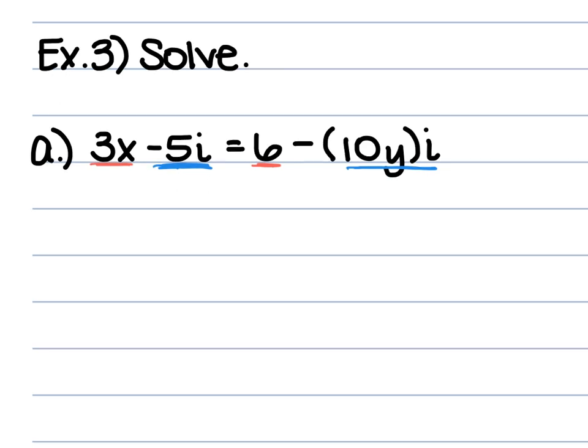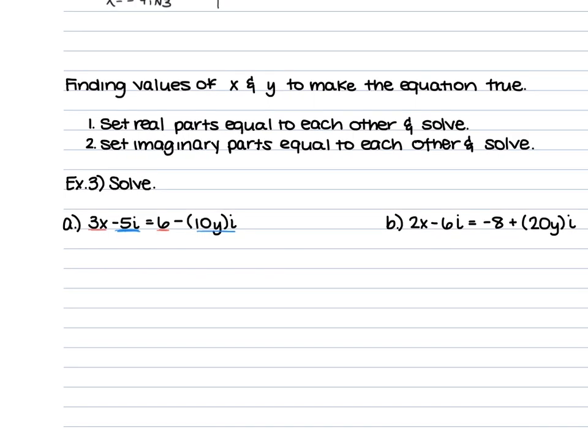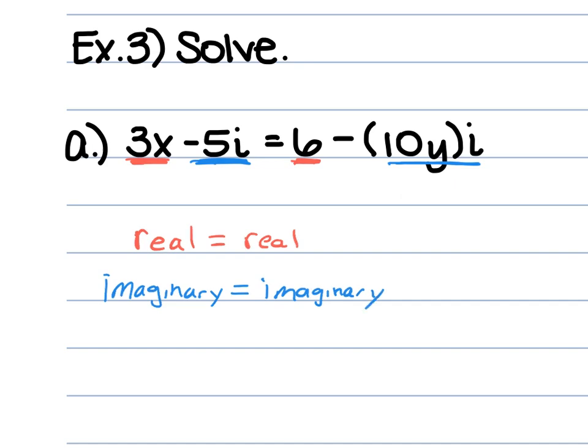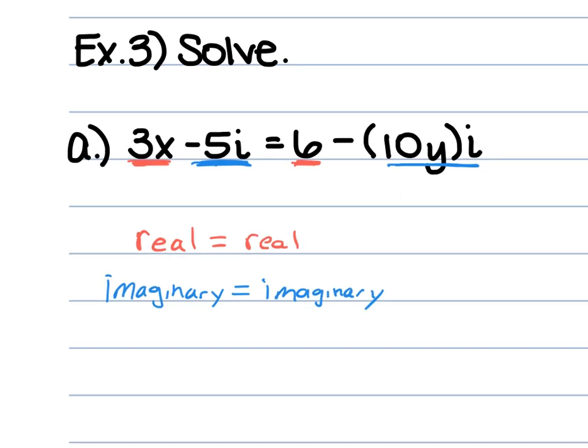Well, when we have complex numbers and we want to set them in an equation, we're going to set the real parts equal to the real parts and solve those. So notice the real parts are in red. We're going to set them equal to each other. Real equal to real. So here's what I'm going to do. I'm just going to make a note. Real equal to real and imaginary equal to imaginary. And when we do that, it's going to give us both parts of this.